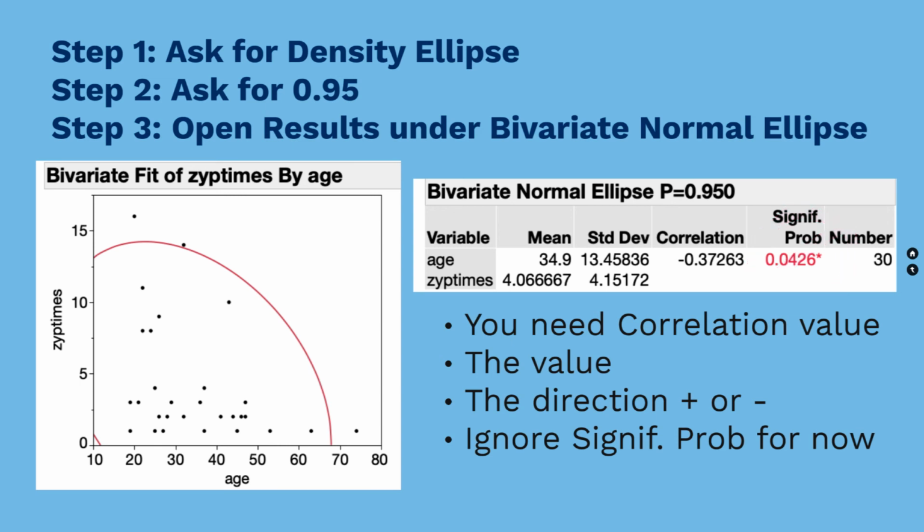But for this particular relationship, we would say that there is a moderate negative relationship between the age of the rider and zip times. That is, as age increases, the number of times that people have ridden a zip bike declines or decreases. You would also then report the mean age with standard deviation and the mean number of zip times with that standard deviation.